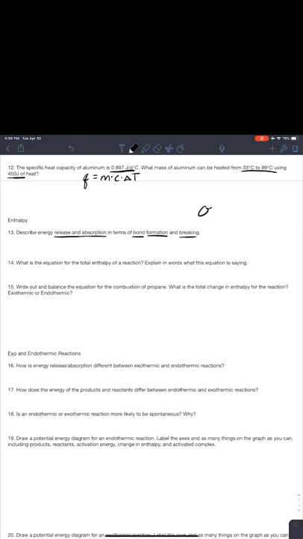So when a bond is broken between 2 atoms, is energy being absorbed or released? And when a bond is formed between 2 atoms, is energy being released or absorbed? So it's very crucial that you understand when energy is being released and when energy is being absorbed.